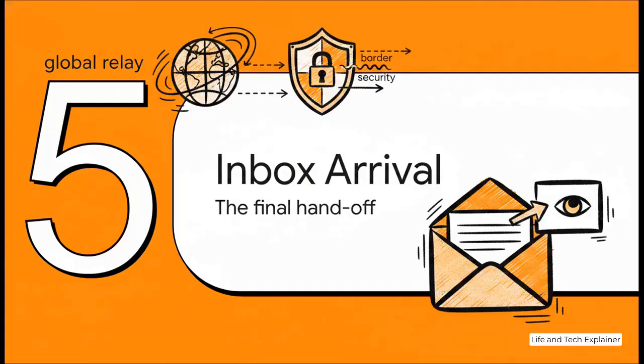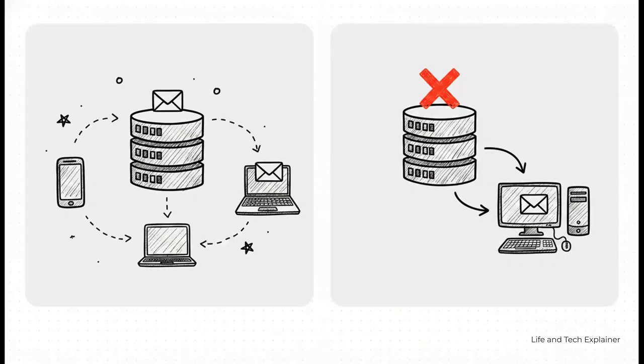Finally, Section 5, arriving in the inbox: the final handoff to the recipient. Okay, we've survived the global relay and passed the rigorous border security, which brings us to the very last hurdle, actually reading the message. The recipient's device has to fetch the email from that server, usually using one of 2 primary methods. First, there's IMAP, the modern standard.